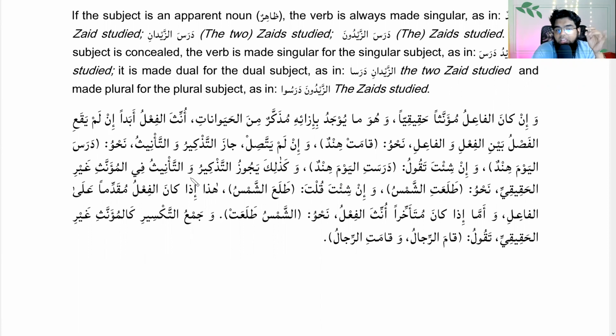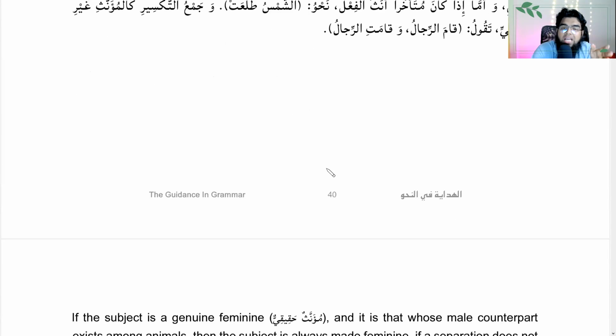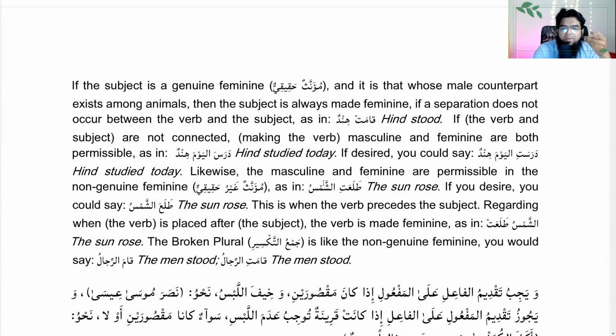وَكَذَلِكَ يَجُوزُ التَّذْكِيرُ وَالتَّأْنِيثُ فِي الْمُؤَنَّثِ غَيْرِ الْحَقِيقِي. Now it is not even a natural feminine. Likewise, the masculine and feminine are both permissible for the non-genuine feminine. It's not even a real feminine. It's just, you know, sun. Arabs made it feminine. مؤنث سماعي, they just heard it as feminine.